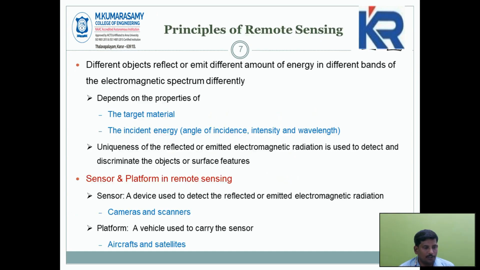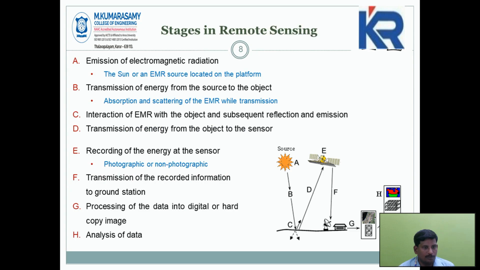In terms of the principles of remote sensing, we have the sensors. A sensor is a device used to collect the reflected or emitted electromagnetic radiation, for example cameras and scanners. Similarly, the platform is a vehicle used to carry the sensors. So what are the stages in remote sensing?